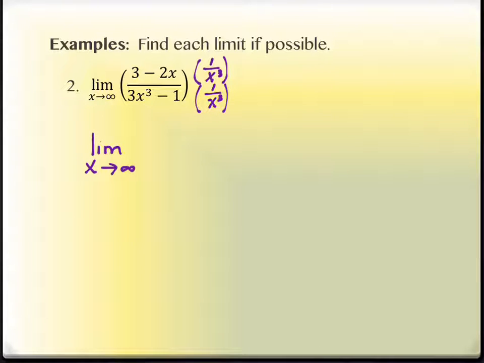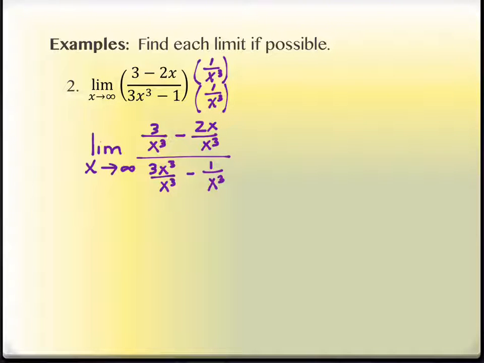The first piece we're going to get is 3 over x cubed. And then I'm going to get a 2x over x cubed, all over a 3x cubed over x cubed and a negative 1 over x cubed. Right? This is exactly what you don't want to see when you're given a problem, fractions inside of fractions. And yet that's exactly what we need to do in order to get the problem to be helpful for us. It's kind of backwards.